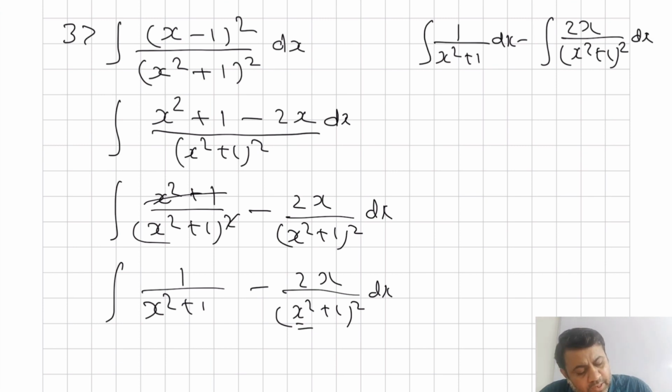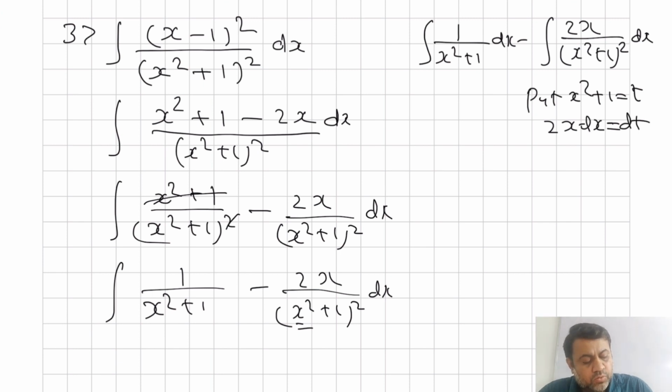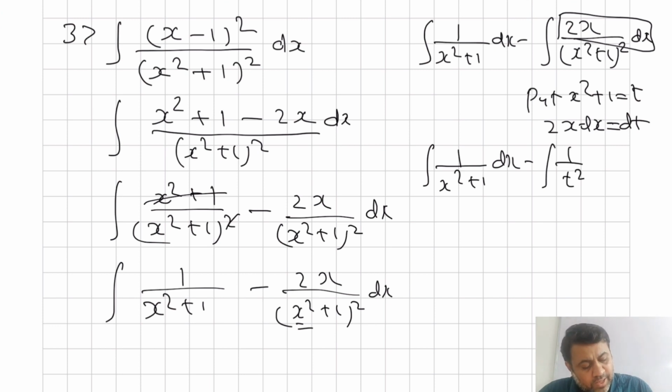So in the second part, I put x square plus 1 equal to t, and if I differentiate, I get derivative of x square as 2x and derivative of t as dt by dx on the other side. So the numerator 2x and dx can be simply written as dt, right? I'm just keeping the first part 1 by x square plus 1 dx as it is. In the second part, using substitution, I can write the denominator as 1 by t square and the numerator can be written as dt. So one more step, writing t power minus 2 dt, and 1 by x square plus 1 dx.